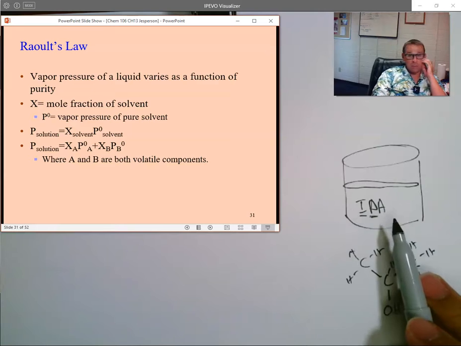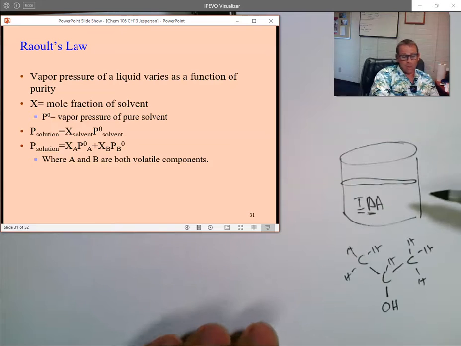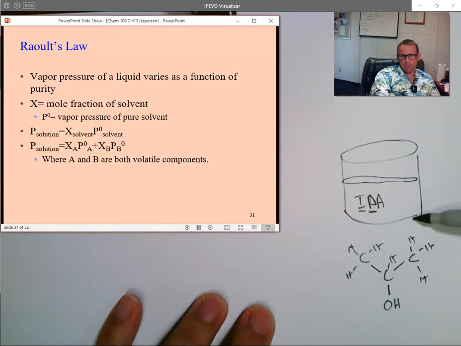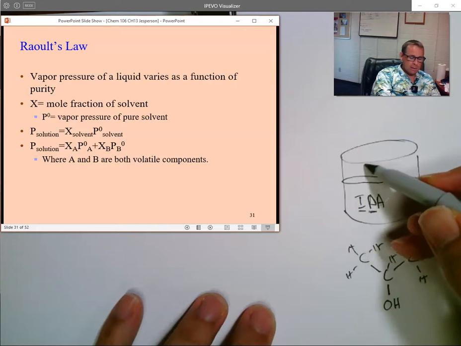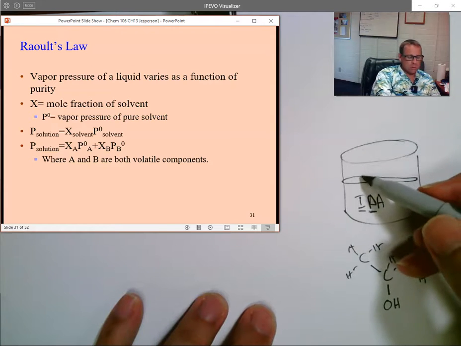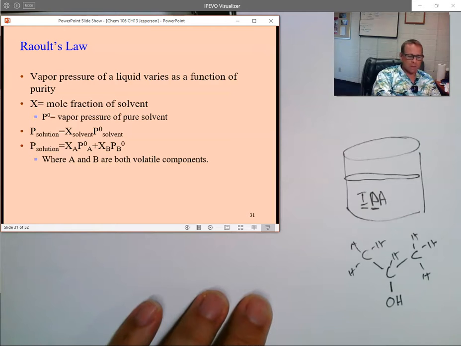If I have a container of isopropyl alcohol, and I just set it there on the table, it will relatively quickly, quicker than water, evaporate away. All of the molecules will find their way up through the air molecules and jump into the gas phase, from the liquid to the gas phase.